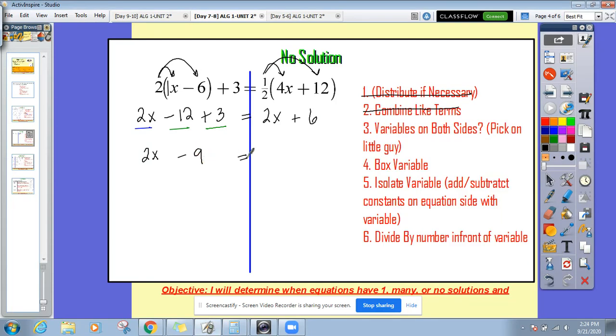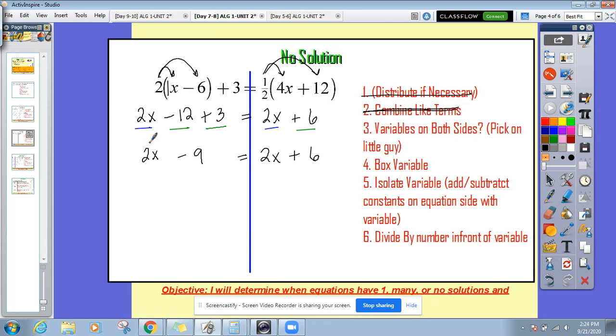On the right-hand side, we have a variable and a constant. Those do not combine, so I just bring them down separately. Okay, so we've combined like terms. All that's left is to see if there are variables on both sides.